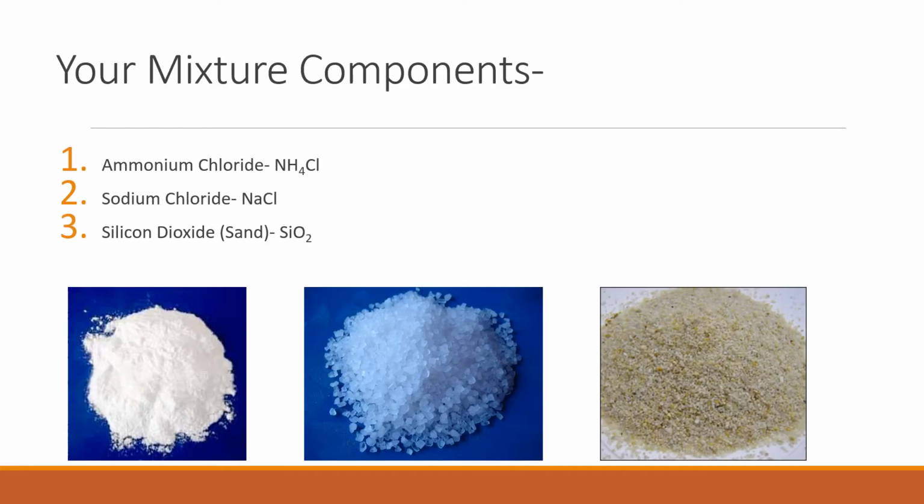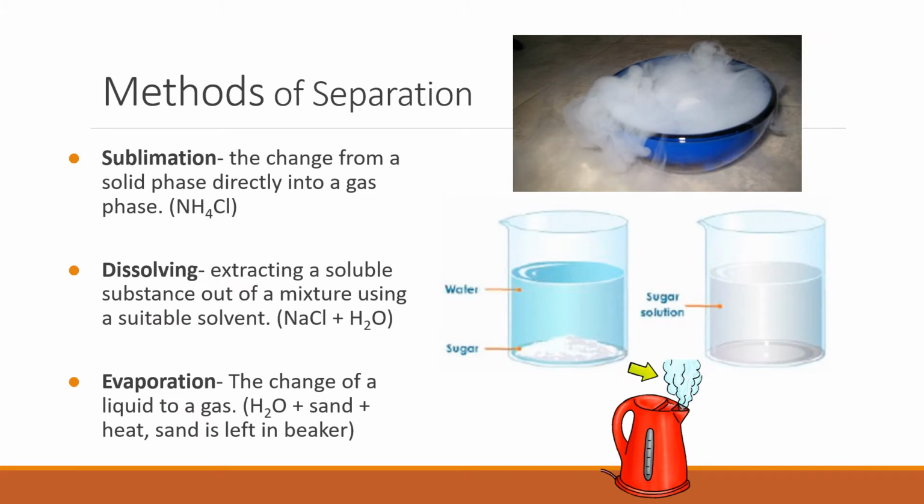The components that will be in our mixture are ammonium chloride, sodium chloride or table salt, and silicon dioxide or sand. The methods that we'll be using to separate out those three components are sublimation, dissolving, and evaporation.